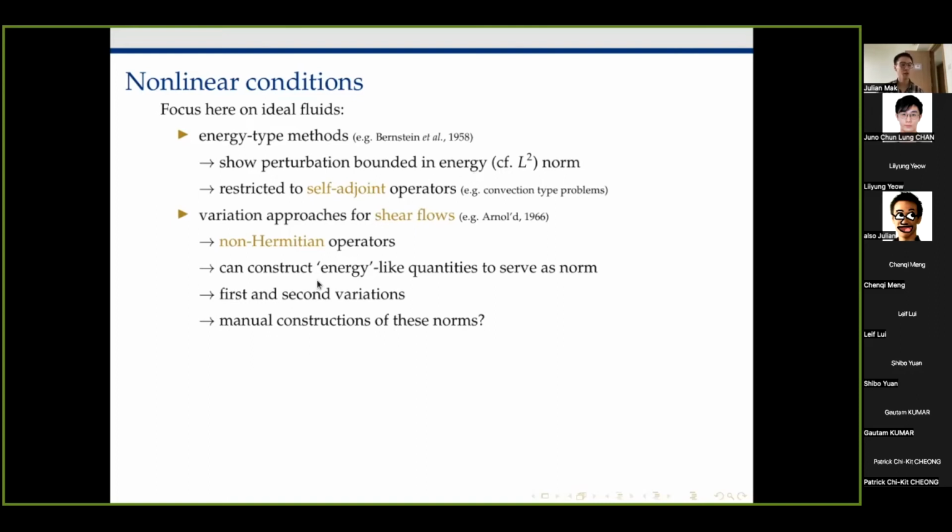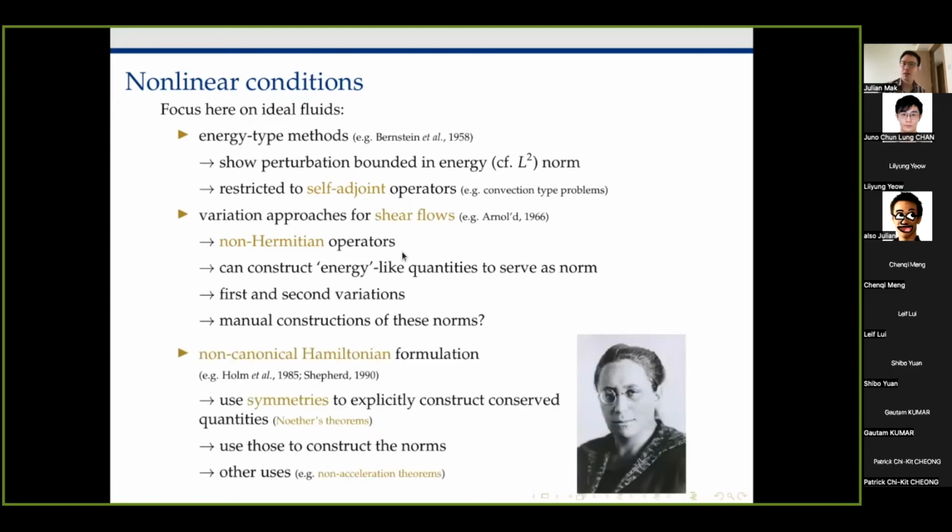But what you can do is construct some sort of energy-like quantity to serve as a norm, though you have to be a little bit clever about these things. Then you can proceed as usual. You take essentially a first and second derivative. The first derivative tells you where there's a critical point, and the second derivative tells you whether it's a local maximum or minimum. If it's a local minimum, then you're good, essentially. But you have to be a bit clever about constructing these.